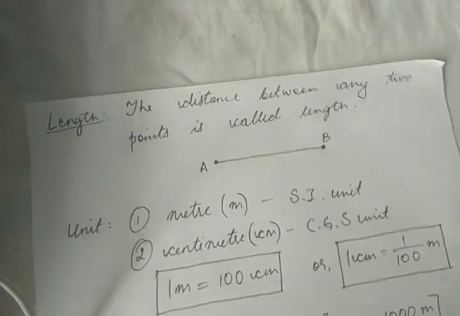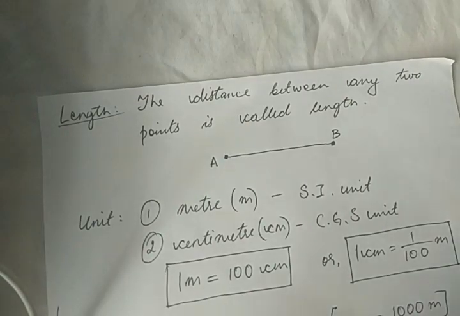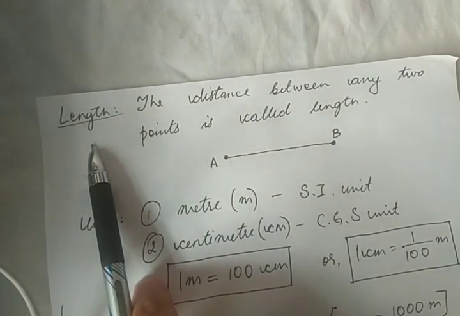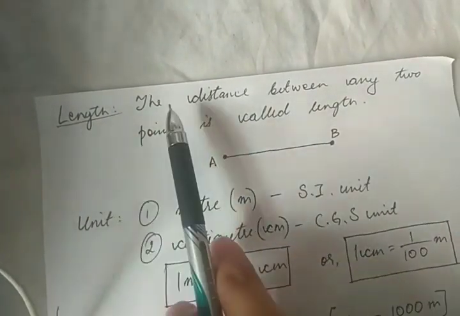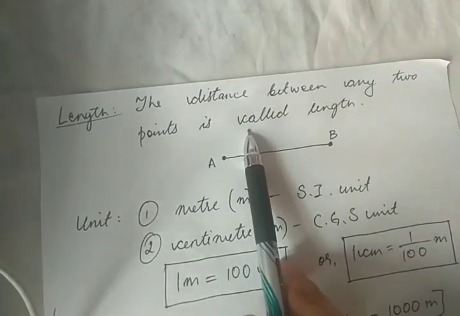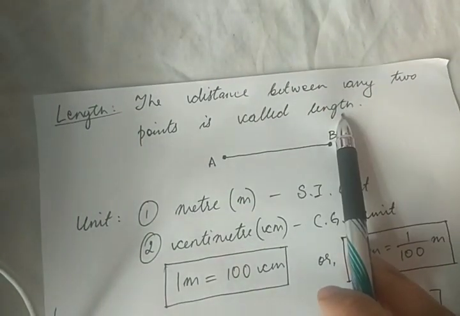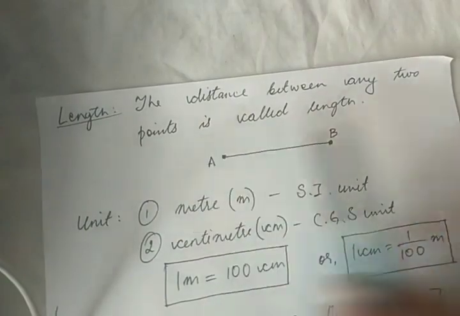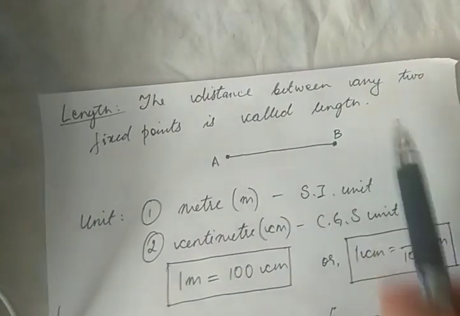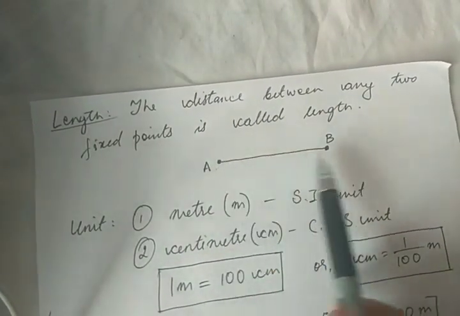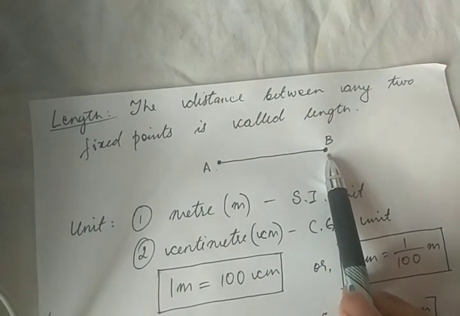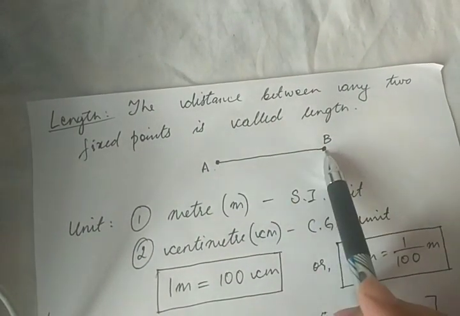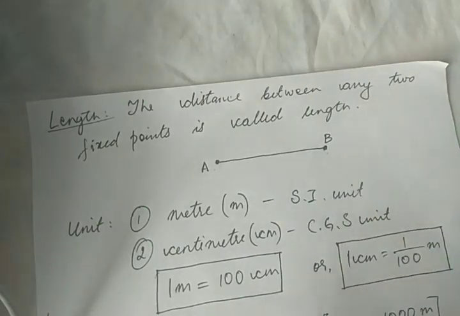The next physical quantity that we are going to discuss today very quickly is length. Now what is length? Length means the distance between any 2 points. To be more precise, the distance between any 2 fixed points is called length. So I have one point here, A, another point B. These two are fixed points. So the distance between them is what is called the length.